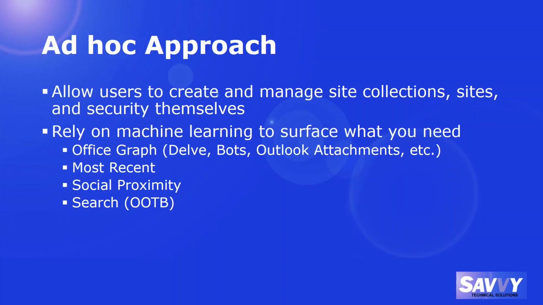Microsoft also takes into account social proximity, which means that if I worked with a document with you and you edited a document and I edited a document, we're probably colleagues. So it's going to surface documents that maybe you worked on because it knows you and I are colleagues. So when it's surfacing information, it's going to take that into account.